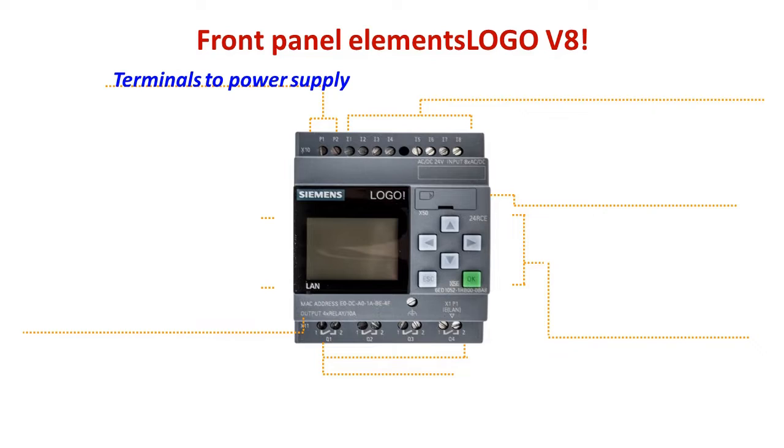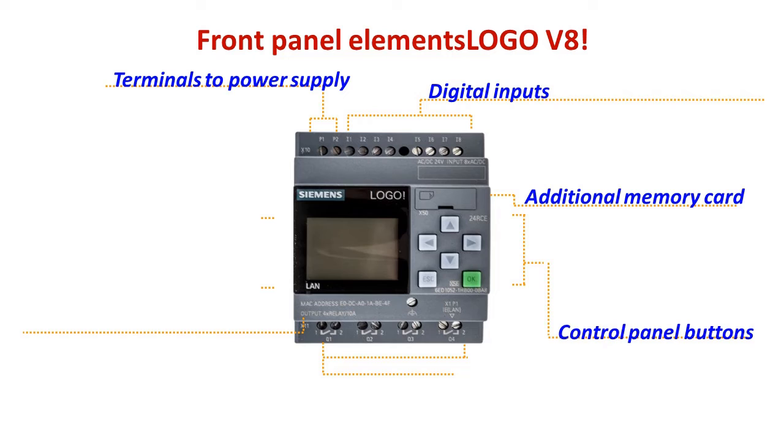First, a quick introduction to the front panel elements of the LOGO module. This is power terminals, input terminals, a slot for an additional memory card, with which you can transfer the program, control panel buttons for entering program elements and setting parameters, output terminals, a socket for connecting an interface, and a screen for viewing parameters of functions and program elements.